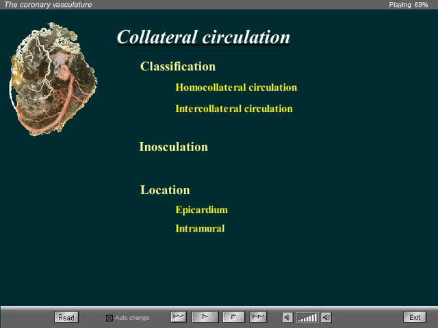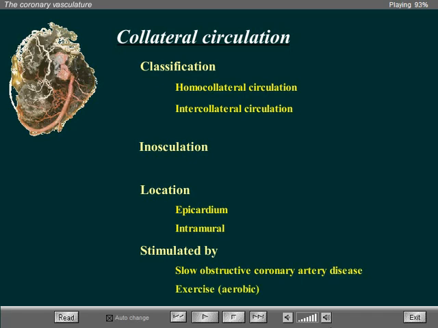We are going to show you examples of intercollateral circulation at the level of the outflow tract of the right ventricle, the ventral aspect of the circle of Vieussens. We are going to show you also collaterals at the level of the interventricular septum and anastomosis by inosculation. Slow obstructive lesions of the coronary arteries and exercise, particularly of the aerobic type, may expand these connections, which will then increase in size and or number.